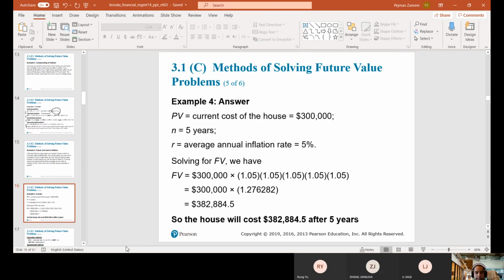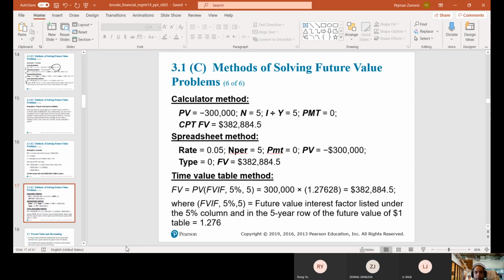Okay, see the answer. The current cost of the house is $300,000, and you want to buy it after 5 years. The inflation rate, or the interest rate in a way, is 5%. And then after 5 years, the house is going to cost $382,884.5. Yeah, this is how we find the future value. And in here they also show how to solve the same question in different ways: using a calculator, using Excel, and using the time value table.